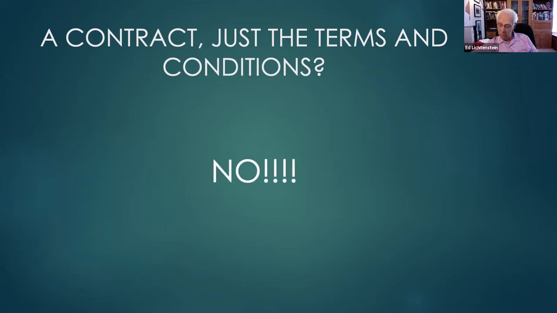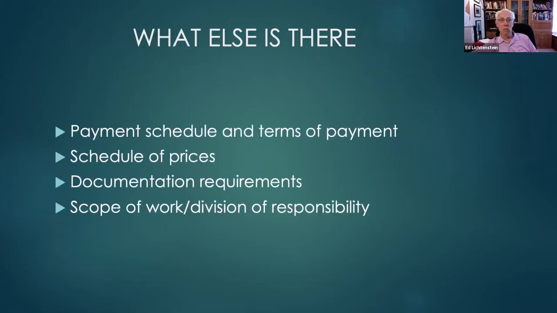Now, is the contract just the terms and conditions? Nope. It's far more than that. You'll generally see, here are my general conditions, and people say, okay, I'll agree to that. But there can be more. What else is there? There can be a payment schedule, what the terms of payment are.